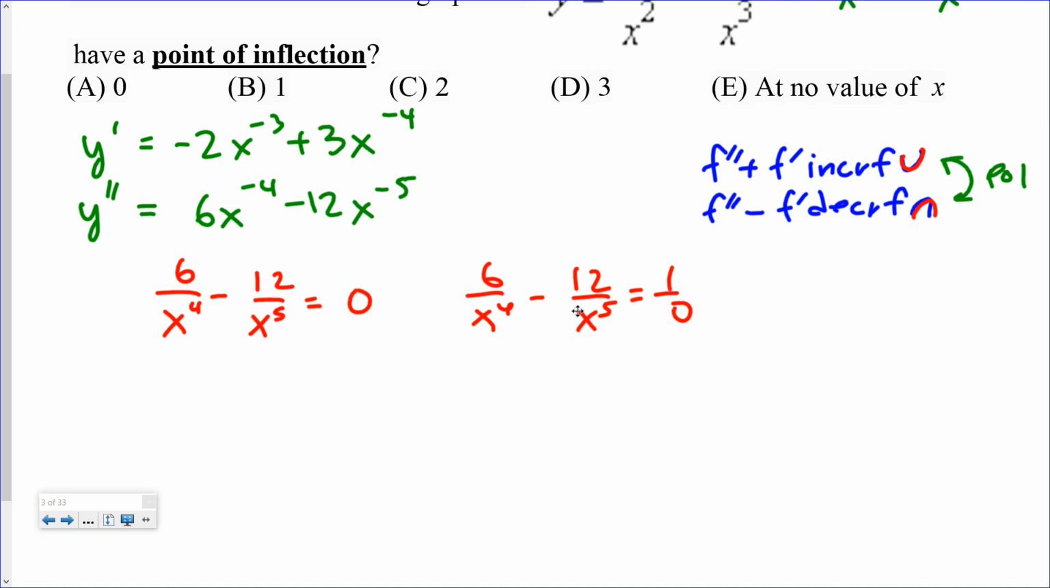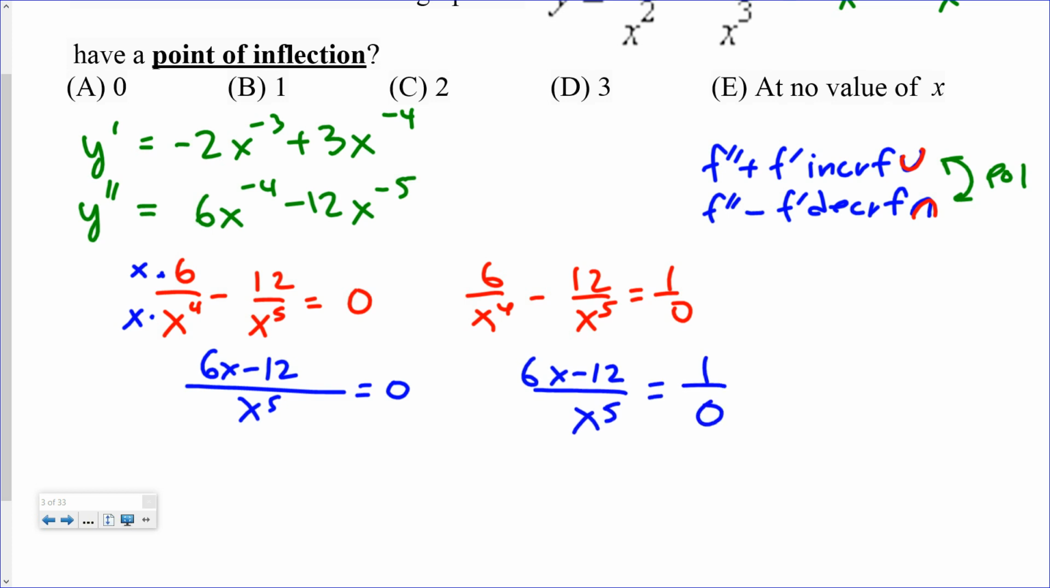Okay, so I'm going to solve this. The easiest way to solve this is actually, I think, just get a common denominator. It's not always the easiest, but I think this is going to be easier here. So I'm going to get a common denominator here. So this is going to be x to the 5th on the bottom, and then 6x - 12 on the top. This will be equal to 0. And over here, it'll be the same because it's the same common denominator. And this will be equal to 1 over 0.